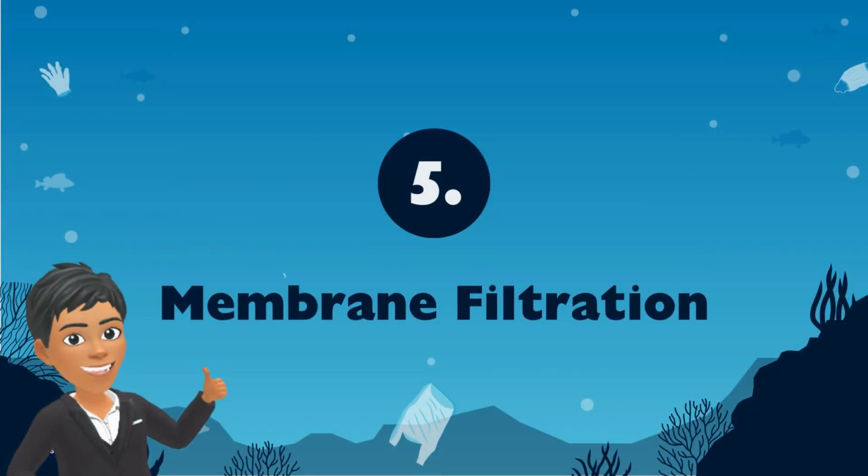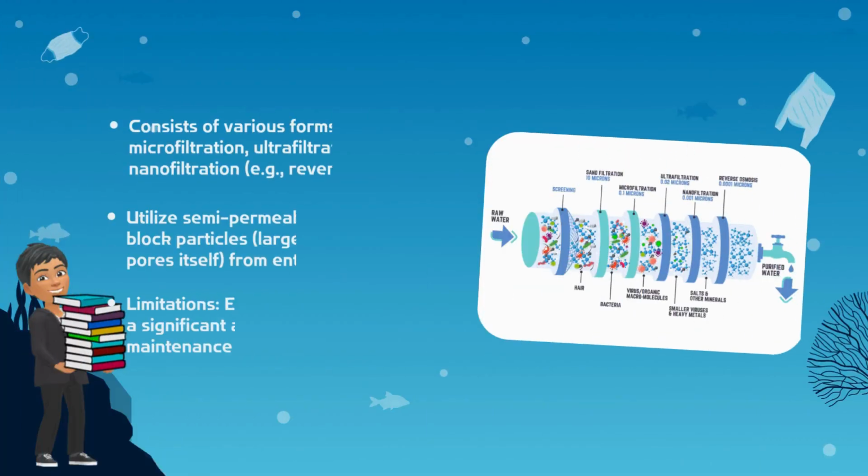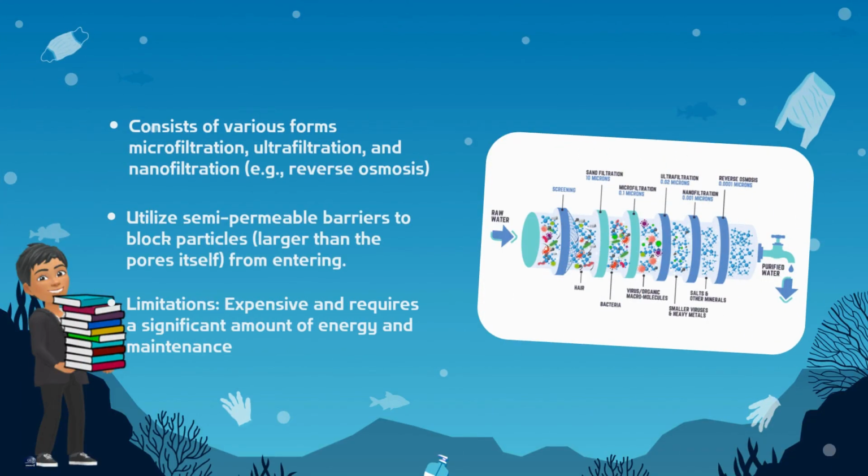The fifth treatment method we will be focusing on is membrane filtration. Membrane filtration consists of various forms of microfiltration, ultrafiltration, and nanofiltration, such as reverse osmosis. It will also use semi-permeable barriers to block certain impurities from passing through, which utilize many different membranes of increasing fineness. The main drawback of this process is that it's expensive, requires a lot of energy, and requires a lot of maintenance.